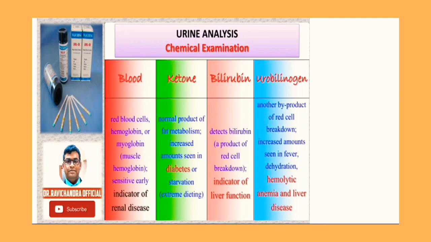Bilirubin, a product of red cell breakdown, is an indicator of liver function. Urobilinogen is also another byproduct of red cell breakdown, and it is increased in fever, dehydration, hemolytic anemias, and liver disease.